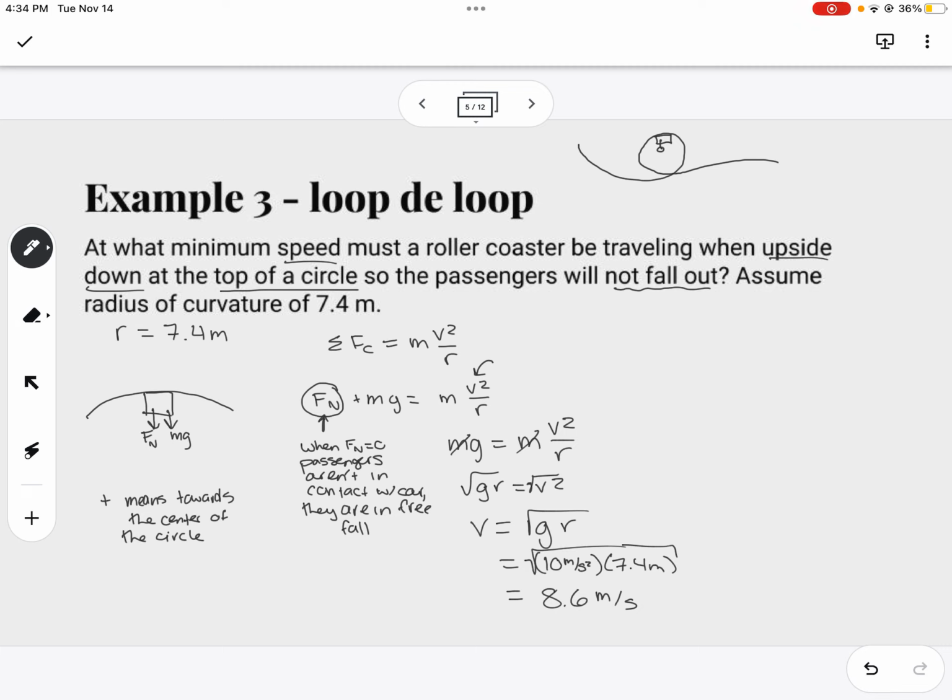Okay, so the larger your radius, the larger your minimum speed is going to have to be to ensure that you actually do make it all the way around the loop. The smaller your radius, the smaller your minimum speed would be to ensure that you make it around the loop.